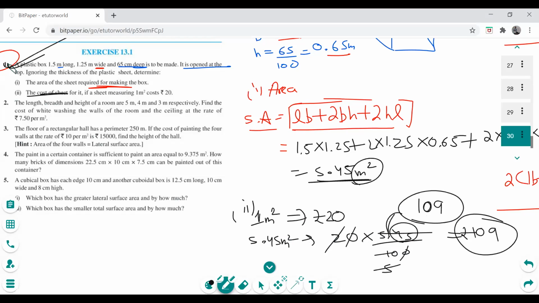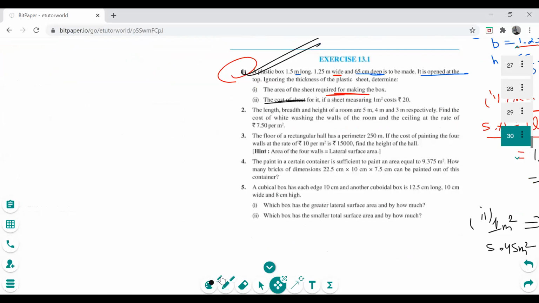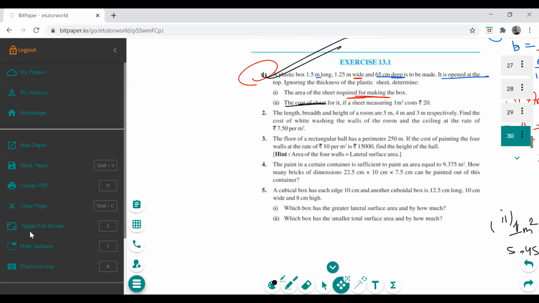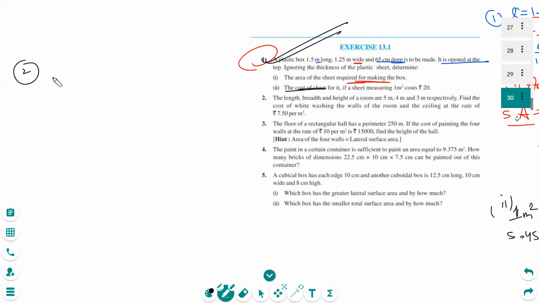Is this clear? The first question is clear? Yes to everyone? Okay, let's move to the second question. The second question is quite similar. You will just notice this right now. The length and breadth and height, and so on. So what is the length here? Length here is 5 meter. The breadth here is 4 meter. And height is 3 meter. You can see this.